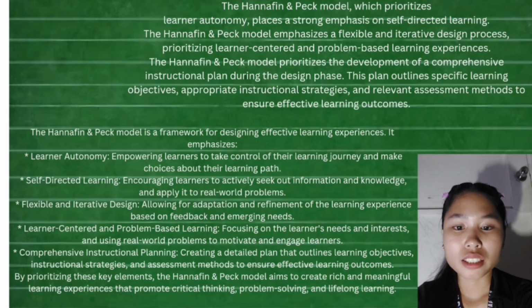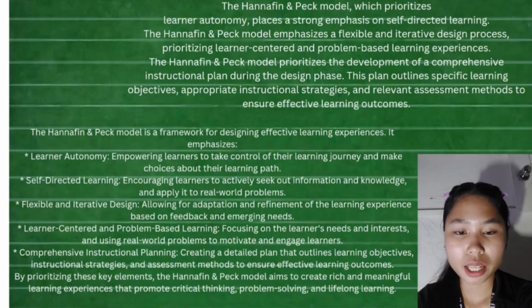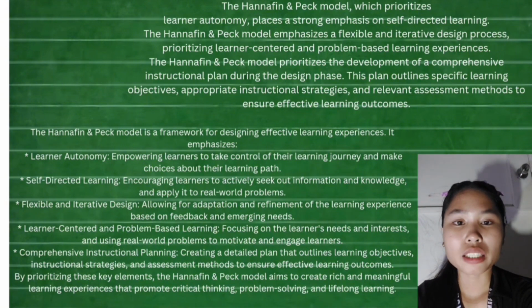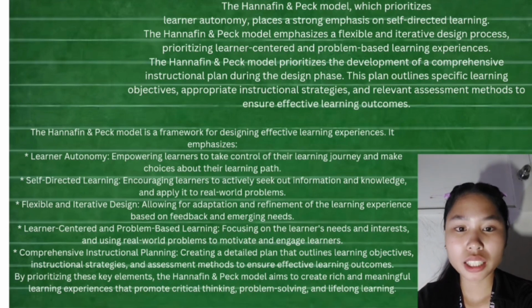By prioritizing these key elements, the Hannafin and Peck model aims to create rich and meaningful learning experiences that promote critical thinking, problem solving, and lifelong learning.